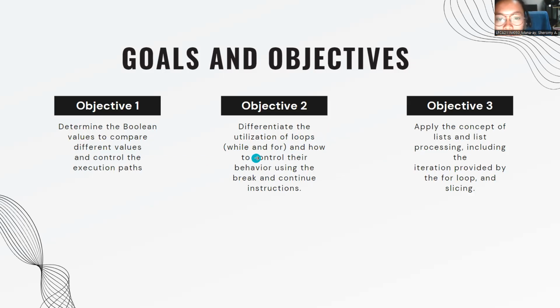And for objective 2 is to differentiate the utilization of the while and for loops, and how to control their behavior using the break and continue statements. And lastly, apply the concept of list processing, including the iteration provided by the for loop and slicing.